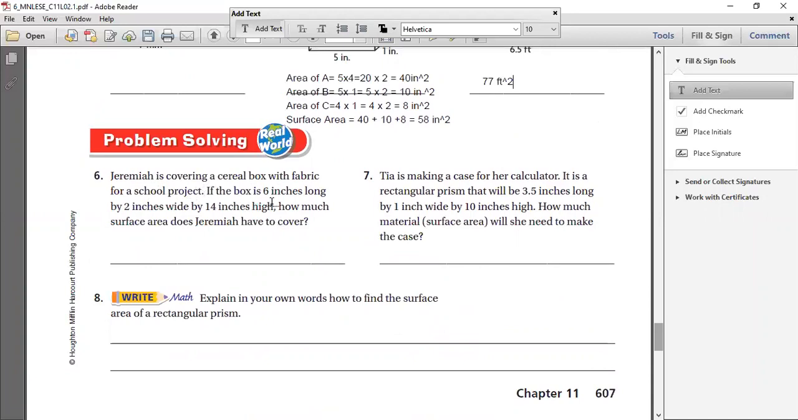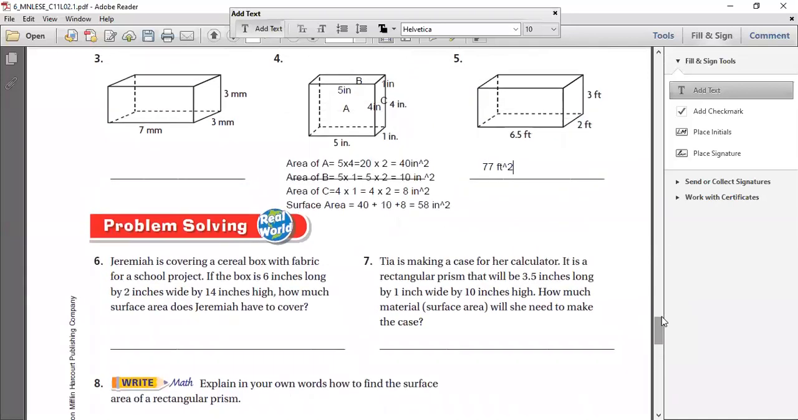If the box is 6 inches long by 2 inches wide by 14 inches high, how much surface area does Jeremiah have to cover? So it's going to be a similar box, a cereal box like the one which we did yesterday. So if the box is 6 inches long by 2 inches, it's going to be 6 here, 2 here, and 14 up because it's a cereal box. It's going to be a tall one.